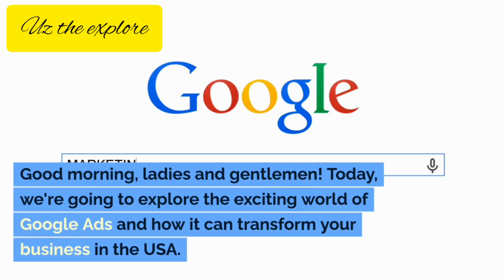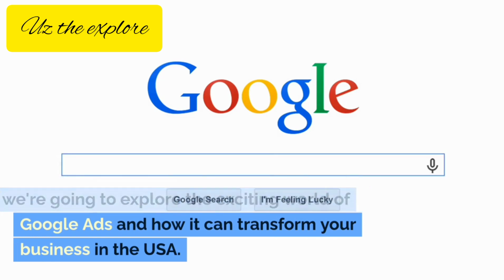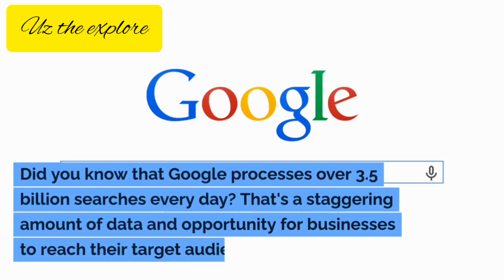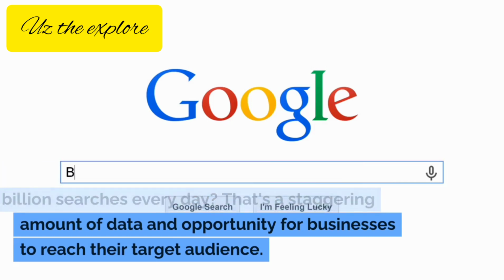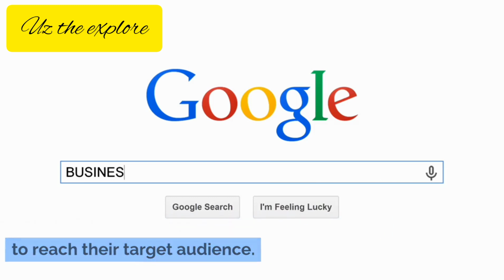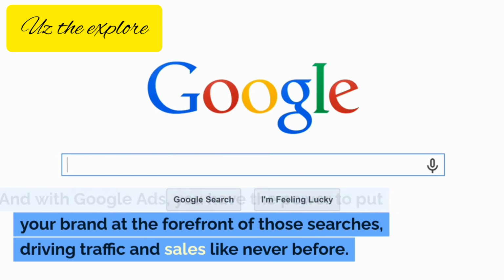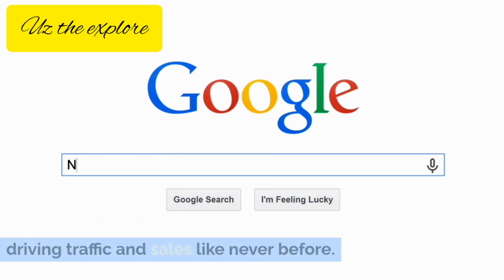Today, we're going to explore the exciting world of Google Ads and how it can transform your business in the USA. Did you know that Google processes over 3.5 billion searches every day? That's a staggering amount of data and opportunity for businesses to reach their target audience. And with Google Ads, you have the power to put your brand at the forefront of those searches, driving traffic and sales like never before.